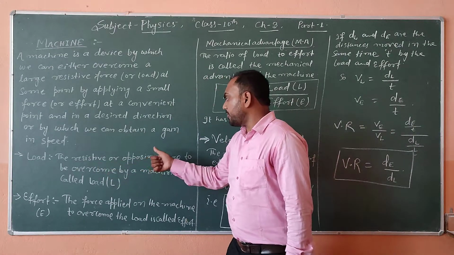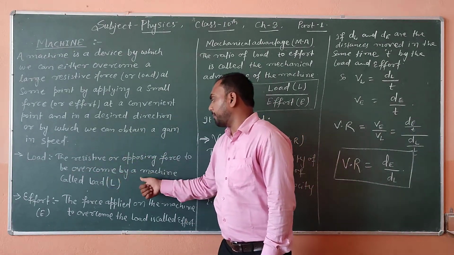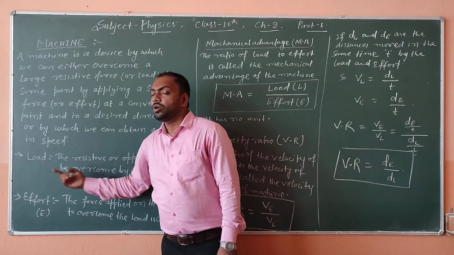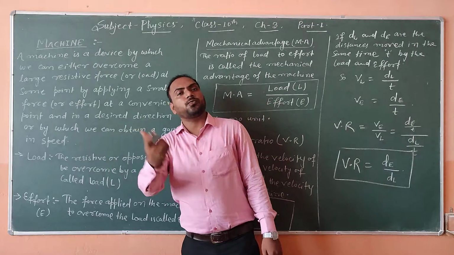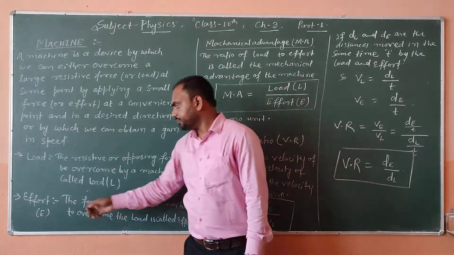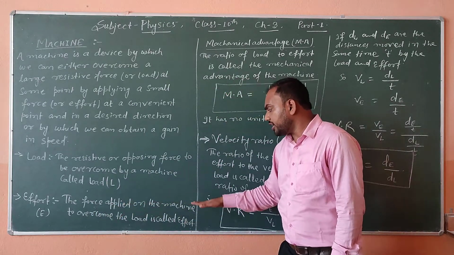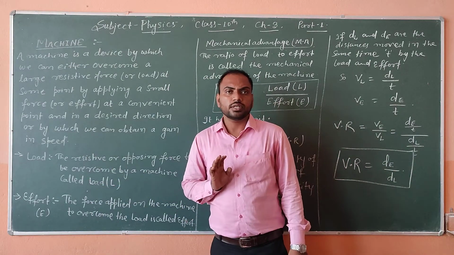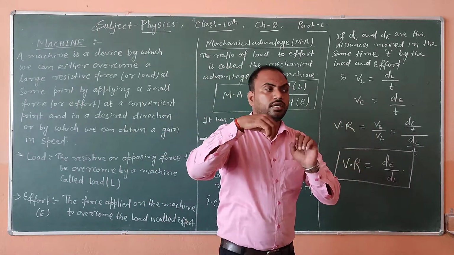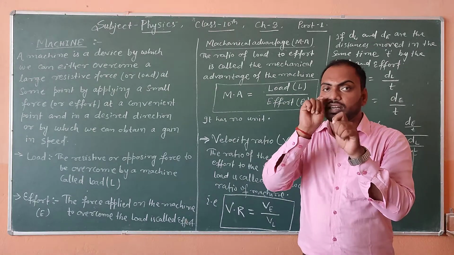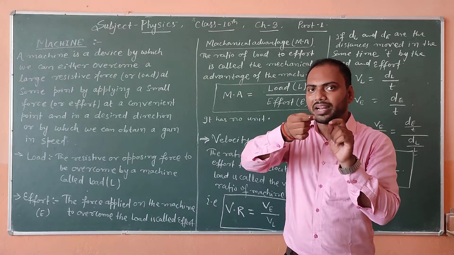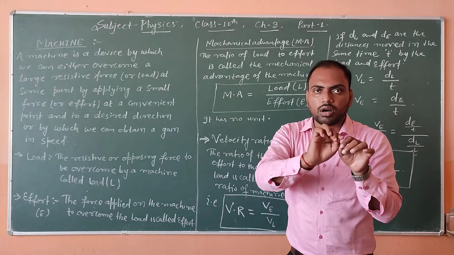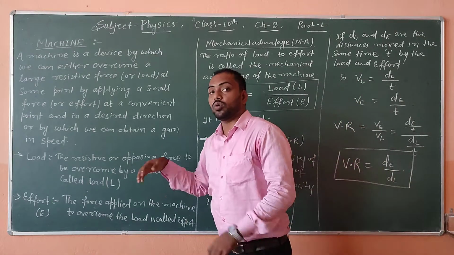The wrench is applying some force to open the nut, and that is called load. The resistive, opposing force to be overcome by a machine is called load. If you ask what the unit of load is, basically load is a force, so its unit is also Newton. The effort applied on the machine to overcome the load is called effort. It is also a force. If you apply a force on a wrench, that is called effort. The wrench is applying force on the nut, and that force to be overcome is called load.